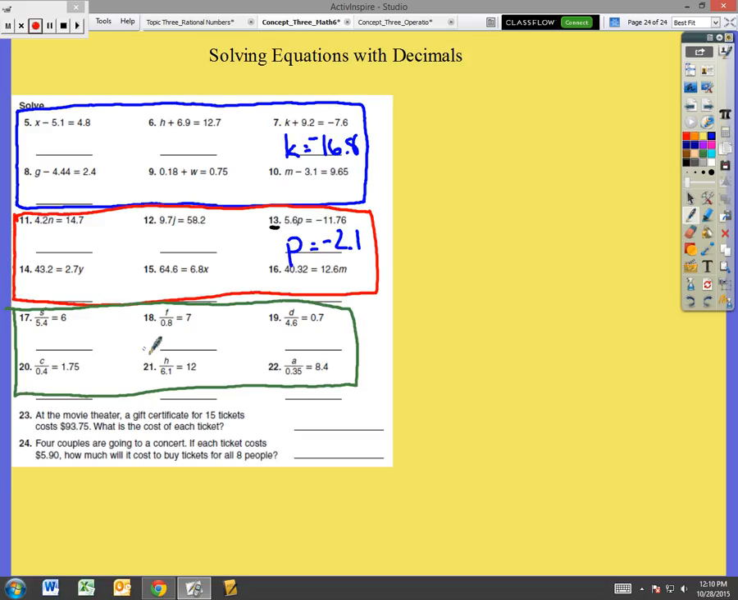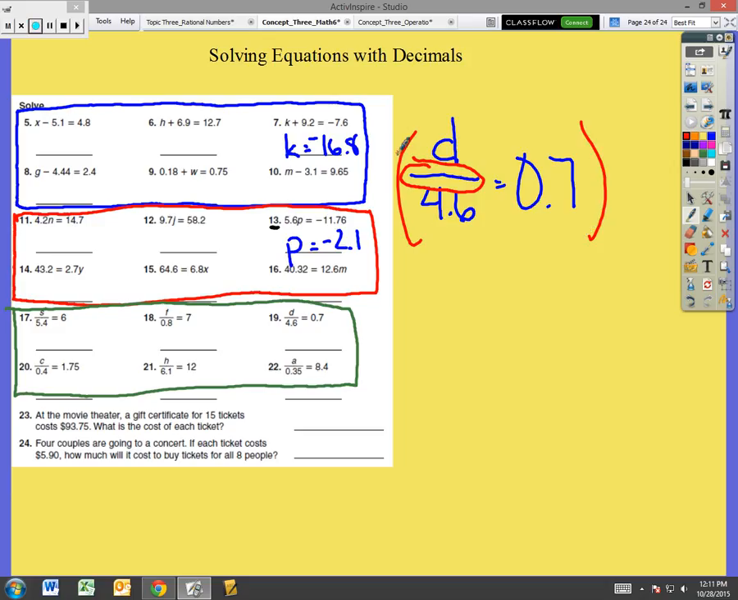We have division in all of these equations, so let's undo some division by multiplying. Let's look at 19. I think we have D divided by 4 6/10 is equal to 7/10. Now I have this line, and that line means to divide. How do I undo division? Correct. I multiply. I'm going to multiply this whole thing by 4 6/10.